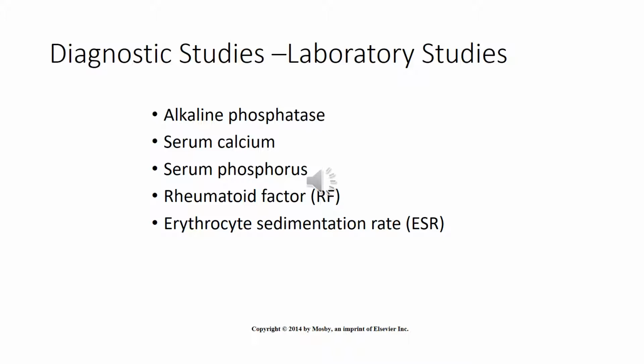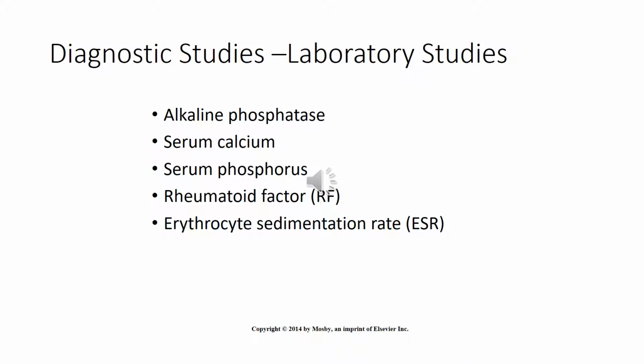Also, serum calcium levels. Bone is the primary organ for calcium storage. Calcium provides bone with rigid structure. Decreased serum levels are found in osteomalacia, renal disease, and hypoparathyroidism. And increased levels are found in hyperparathyroidism and some bone tumors.